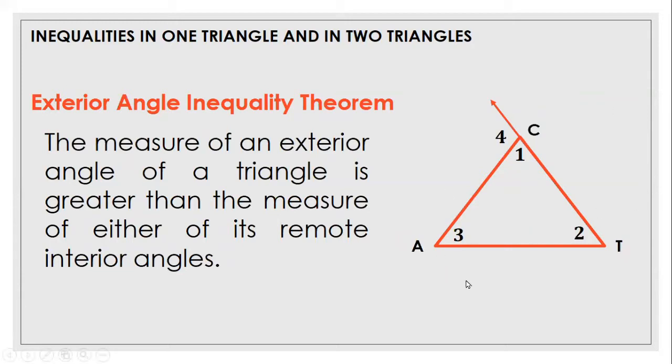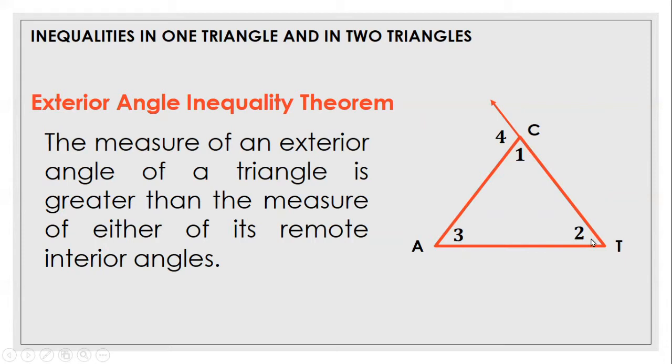So, tingnan natin tong triangle na to. Triangle ACT. Our exterior angle here is angle 4, kasi nasa labas siya. So, ano ba yung remote interior angles ni angle 4? Ang remote interior angles ni angle 4 ay angle 2 and angle 3. Ito po ay nasa opposite side kung saan nakapwesto yung ating exterior angle. Opposite, ibig sabihin katapat. Hindi pwede si angle 1 kasi ito ay kanyang katabi. So, ang kanyang remote interior angles ay 3 at 2.